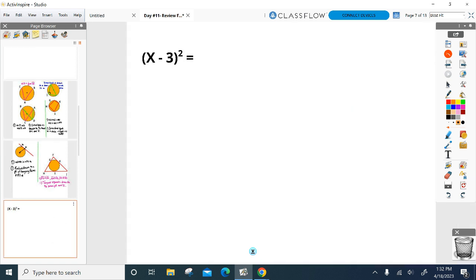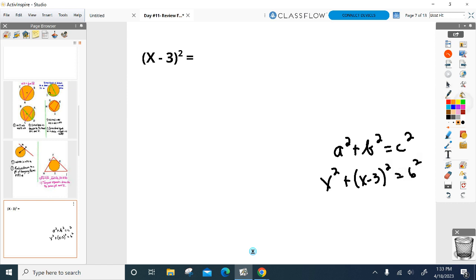Algebra. You might see something like this tomorrow. Let's say it's part of the Pythagorean theorem on a problem. You have to do Pythag to find a side, maybe. So you do x squared plus (x minus 3) squared equals 6 squared. That's what it ends up being. My concern is, are you going to know how to handle that?